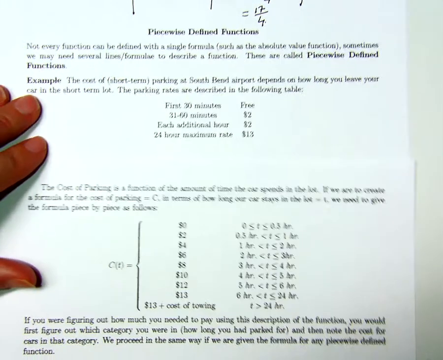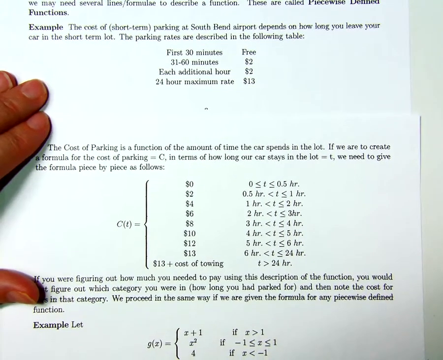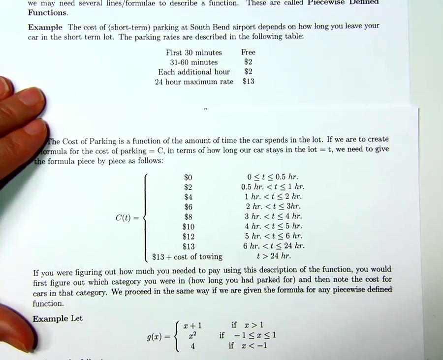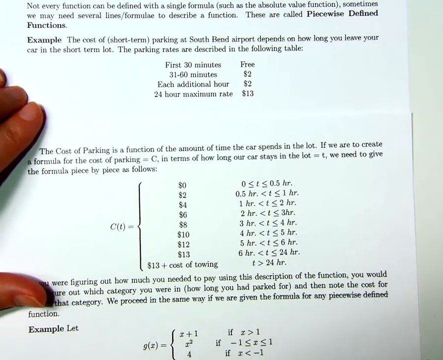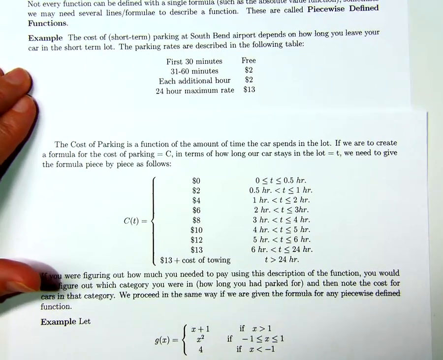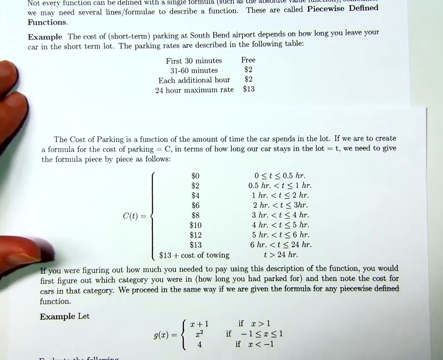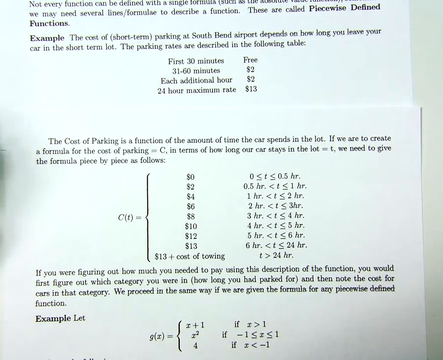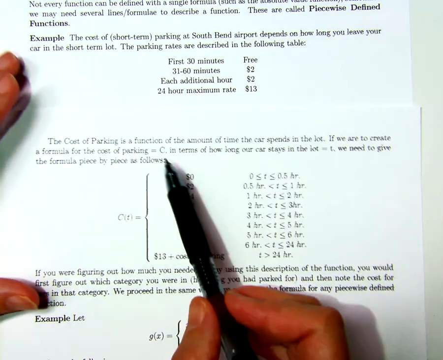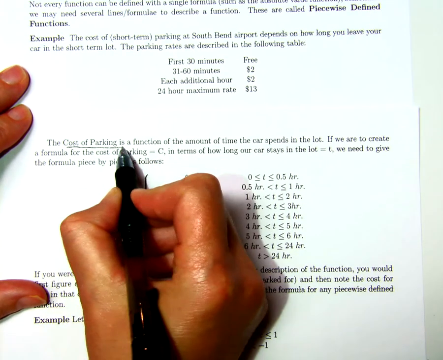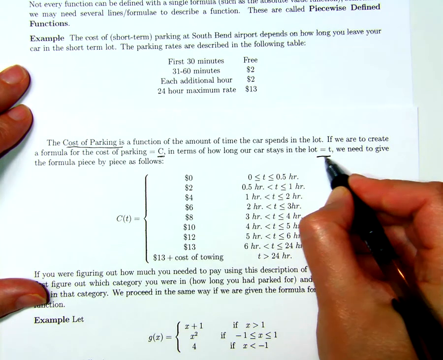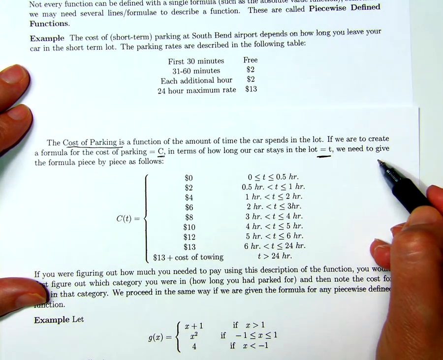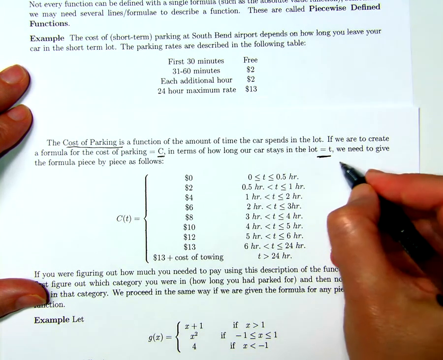So how can we translate this situation to a function? Obviously, the cost of parking your car there is a function of time. And the more time your car stays in the lot, the more you're going to pay, and the greater the consequences. So we can give this function a name. The cost of parking, I can call that C. And it depends on the amount of time my car spends in the lot, so I'm going to call that T. And I'm going to measure T in hours.